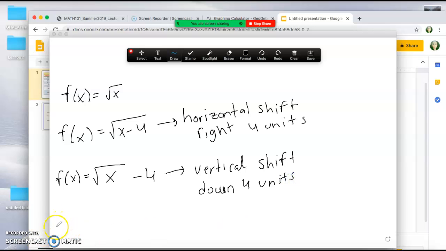Okay? So these are the two different ways. If it's on the inside of the square root, it's a horizontal shift. Minus moves right, plus moves left. If it's on the outside of the function, it's not inside, we're going to move vertically. If it's minus, we move down. If it's plus, we move up.